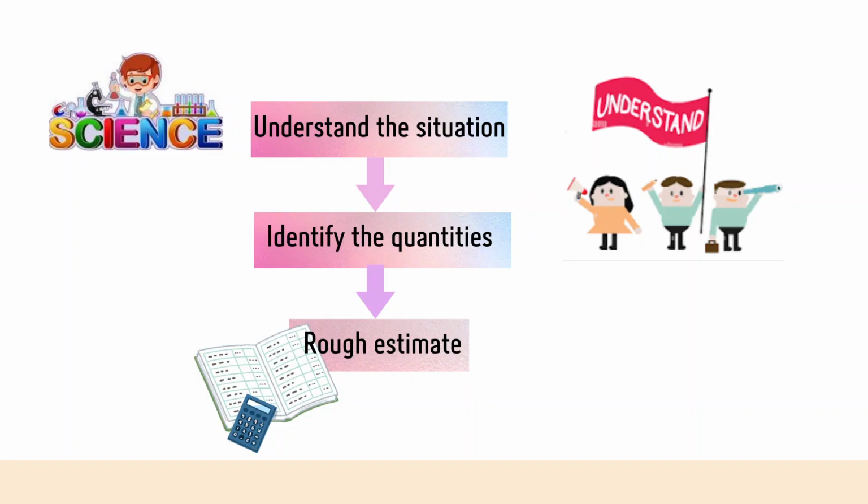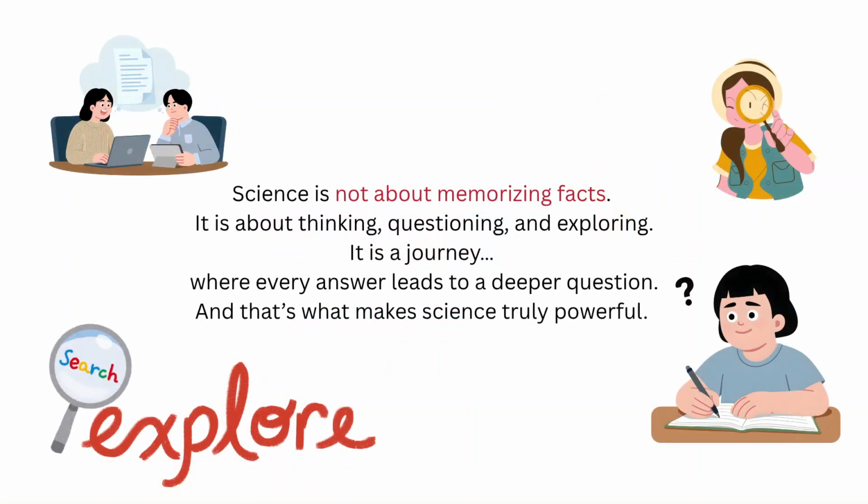First, understand the situation being studied, then identify the quantities that matter, and finally make a rough estimate to check whether an answer makes sense. Exact values are not always necessary, especially in the early stages of reasoning. Approximation is accepted. Science is not about memorizing facts, it is about exploring.